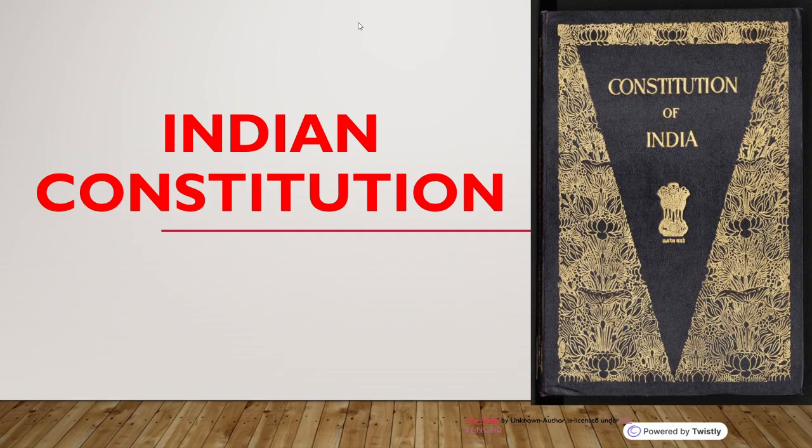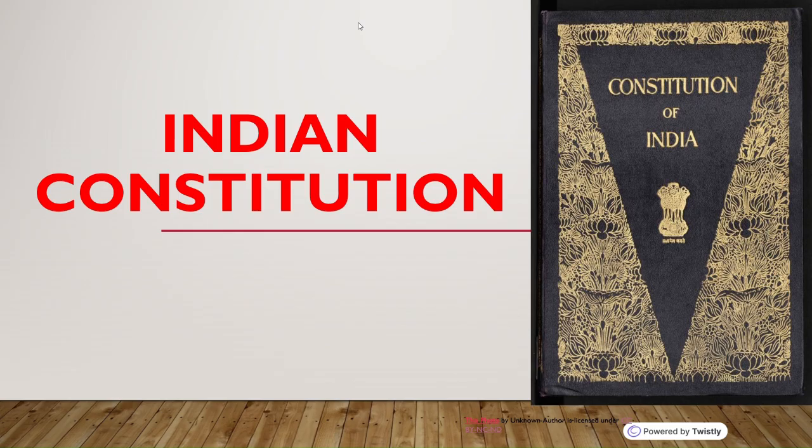There are some important committees. There are 8 major committees and some other minor committees. The first major committee was the Union Powers Committee. The chairman of this committee was Jawaharlal Nehru. The second is the Union Constitution Committee, which was headed by Jawaharlal Nehru again. The Provincial Constitution Committee was headed by Sardar Patel.